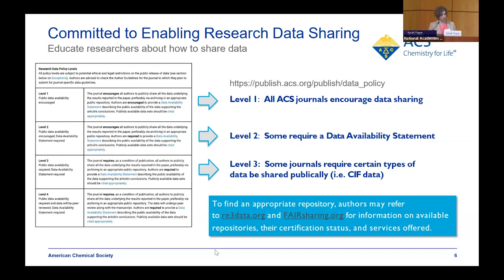And what we're learning from the pilot is going to extend into what we are planning to do for all of our journals, where we'll require a data availability statement for every single publication. And then finally, some of our journals have adopted a level three plan where some data must be shared, and this is a little bit discipline specific. Things like sharing CCDC coordinates and things like that.